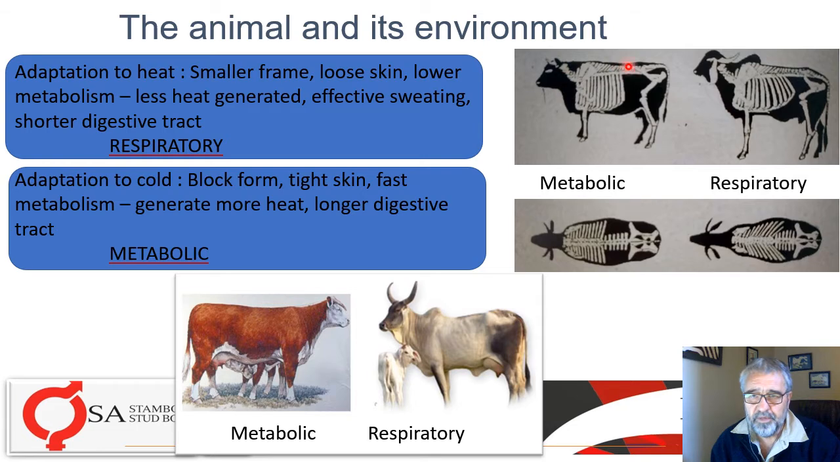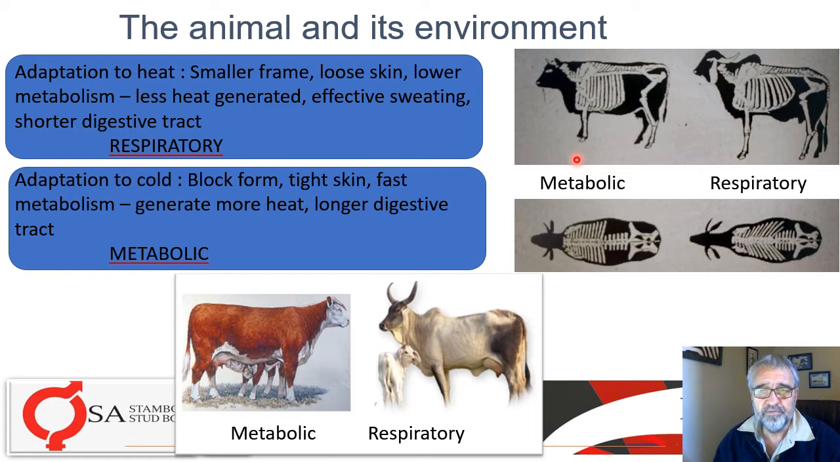Whereas the metabolic type, and that would be our usually European or British developed breeds, they're usually in a block form, not necessarily, but closer to a block form. They usually have tighter skins. They have a faster metabolism, which generates more heat, and obviously they grow better and they perform very well, especially when you have feed with low heat increments that digests easily. They usually perform in those conditions, and they usually have a longer digestive tract. So those are the two extremes.